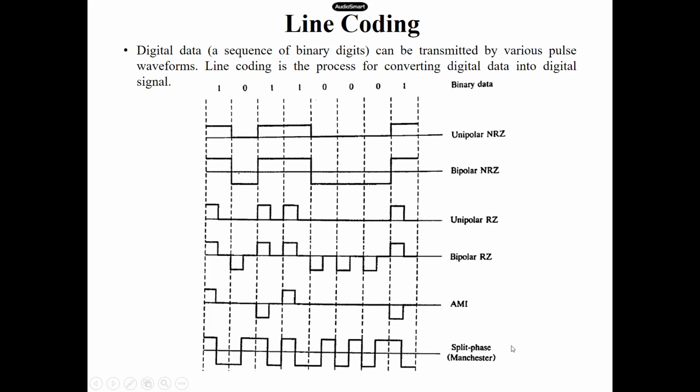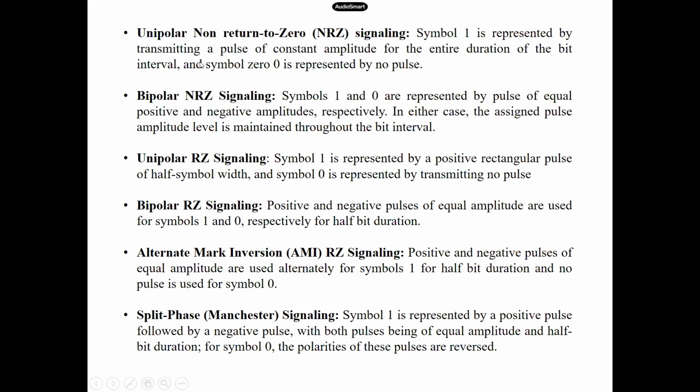Split phase Manchester is basically where you have 1 as a high and low pulse, and when you have a 0, then it will be a waveform of opposite polarity. So for 1 here it starts from high, and for 0 it will start from low here, and so on. So these are basically the definitions of these.